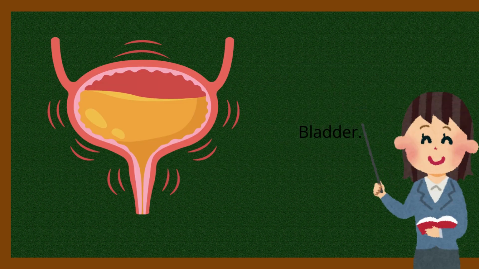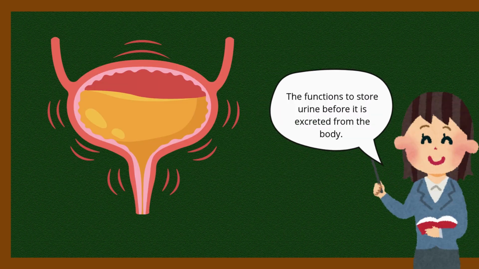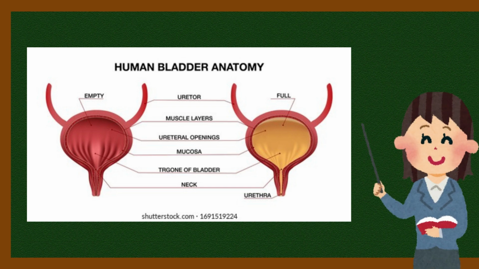Third is the bladder. Its function is to store urine before it is excreted from the body. The bladder can hold approximately 400 to 600 ml of urine. This is the anatomy of the bladder when empty and full.